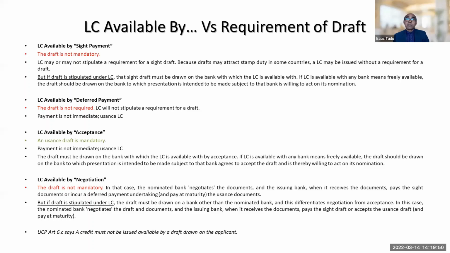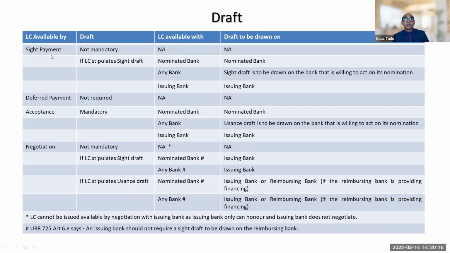With this background, I am going to tell you in one slide, in a very simple manner, draft to be drawn on whom under LC. Let us see. In case of LC available by sight payment, a draft is not mandatory, so there is no question of draft to be drawn on whom. But in case of LC available by sight payment and there is a stipulation of sight draft, LC available with nominated bank, in that case, the draft is to be drawn on the nominated bank.